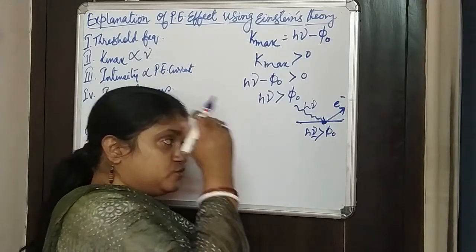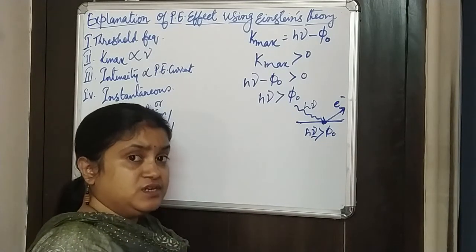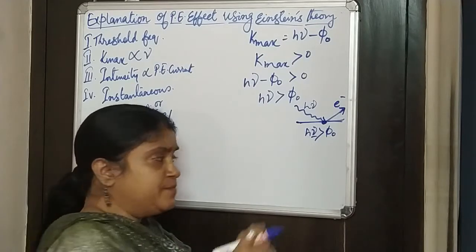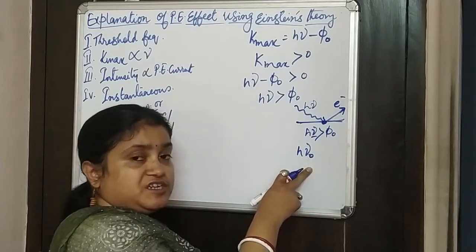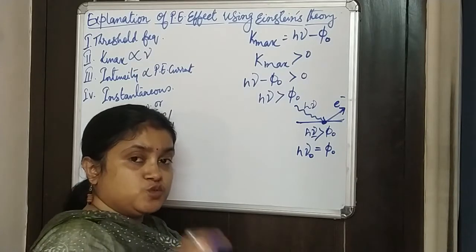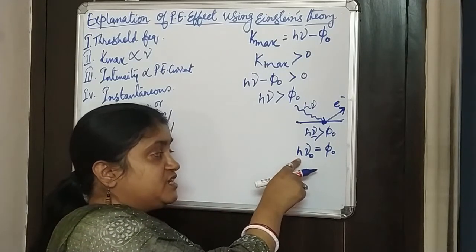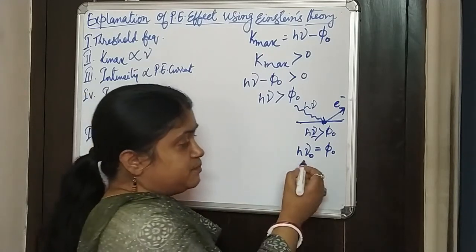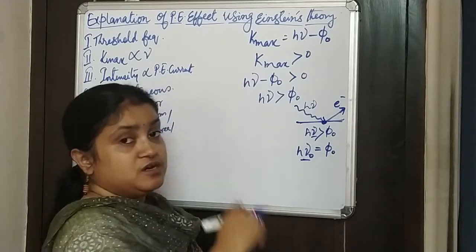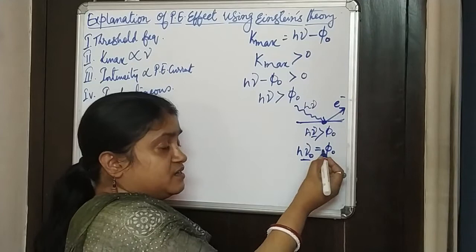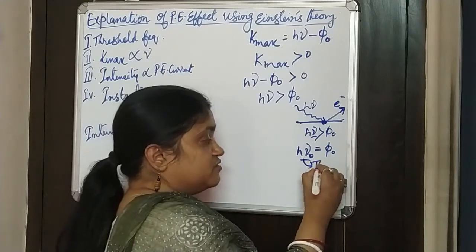For the photoelectric effect to occur, h nu always has to be greater than the work function. Now suppose at a particular frequency the photoelectric effect just occurs. We call that frequency nu naught, where h nu naught is exactly equal to phi naught. At this frequency the electron would just be able to come out, but may not have sufficient kinetic energy to move further. This frequency, as we already know, is called the threshold frequency.